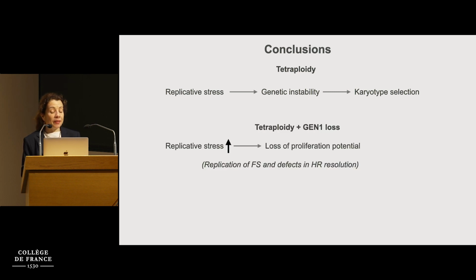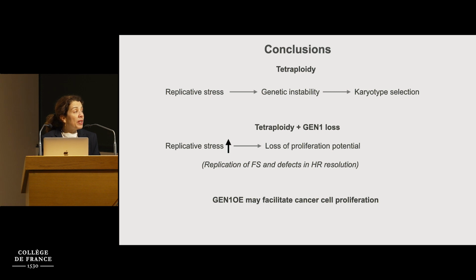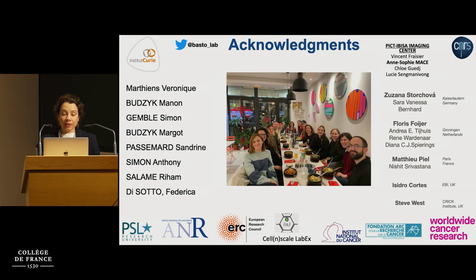But if there is too much DNA damage because Gen1 is not present, these cells will lose proliferative potential, due to higher levels of fragile sites and defects in HR resolution. And so we also think that it's interesting to look at Gen1 because apparently it may facilitate cancer cell proliferation through upregulation of its levels. So this is it. We're still trying to understand more about Gen1.